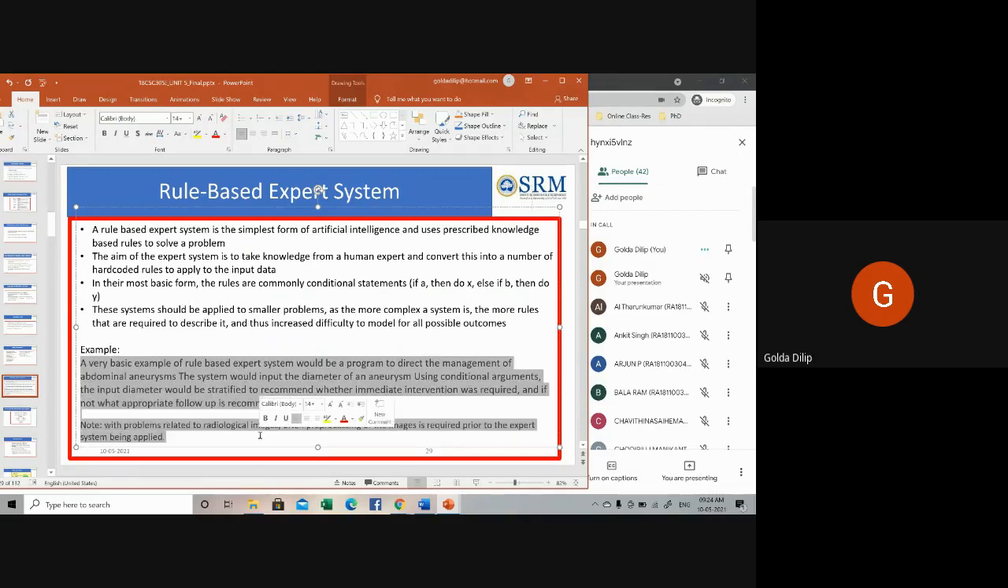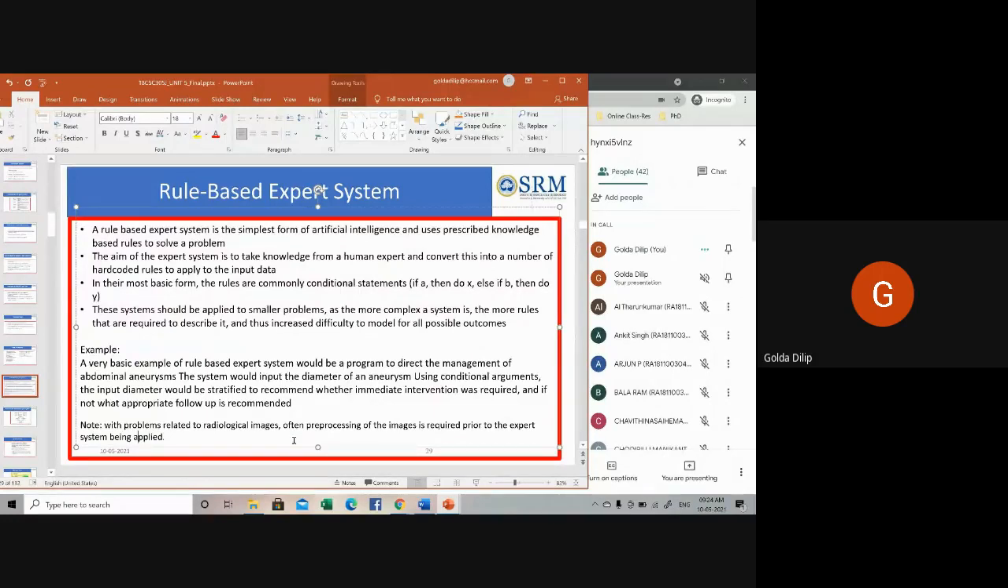An example from the medical world: abdominal issues. The system would identify the diameter using the conditional argument. The input diameter will be stratified to recommend whether immediate intervention is required, and if it is not serious, a follow-up is required. For problems related to radiological images, pre-processing of the image must be done prior to the expert system being applied. So that's regarding what a rule-based system is.